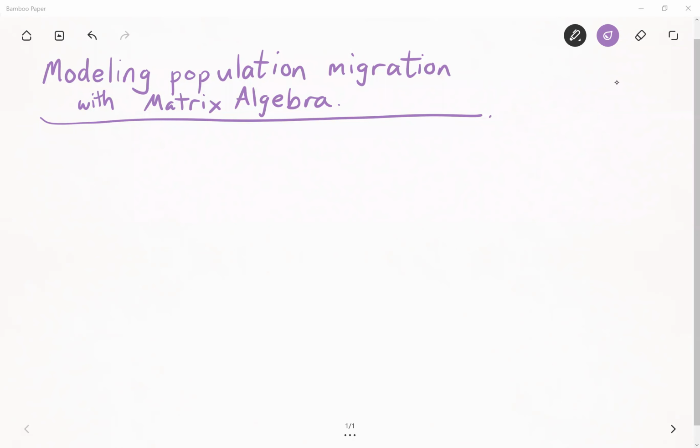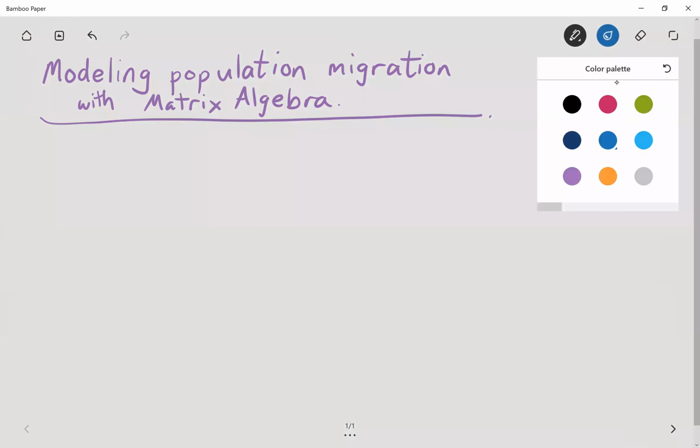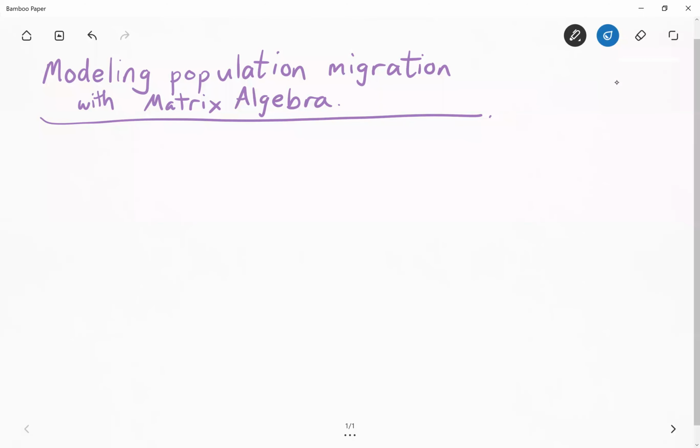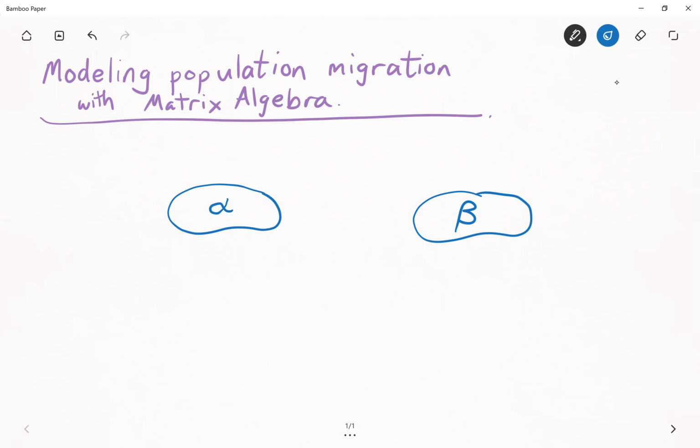Hello. In this video, we're going to learn about modeling population migration with matrix algebra. So to begin, we're going to be modeling a simple situation. Imagine there are two different regions, and I'm not very good at naming regions, so I'll maybe name them alpha and beta. And there's some kind of population which moves back and forth between these two areas.